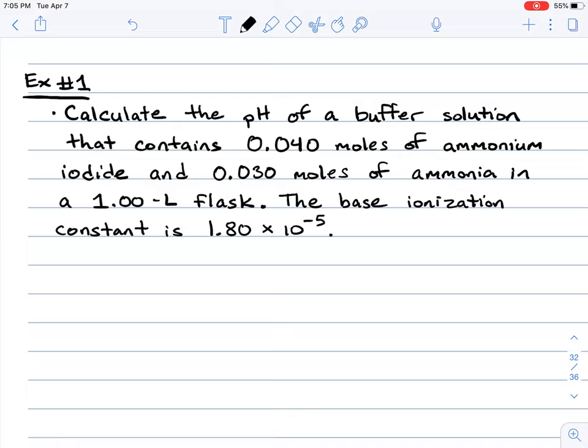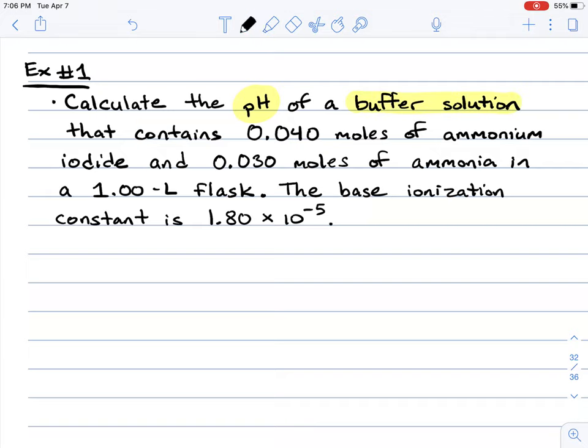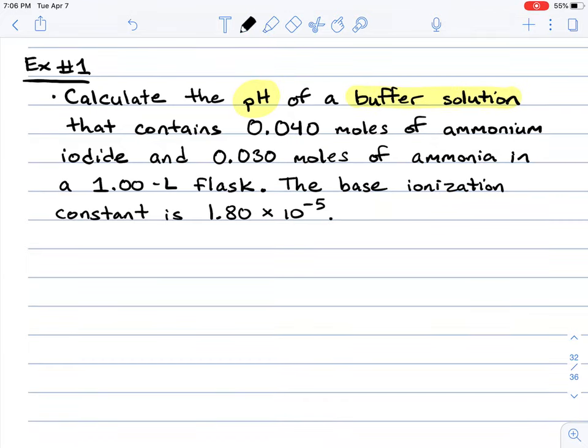And we are going to calculate the pH of a buffer solution that contains 0.040 moles of ammonium iodide and 0.030 moles of ammonia in a 1 liter flask. And they also told us that the base ionization constant is 1.0 times 10 to the negative 5. And so, since we are trying to determine the pH of a buffer solution, we're going to go ahead and utilize the Henderson-Hasselbalch equation.